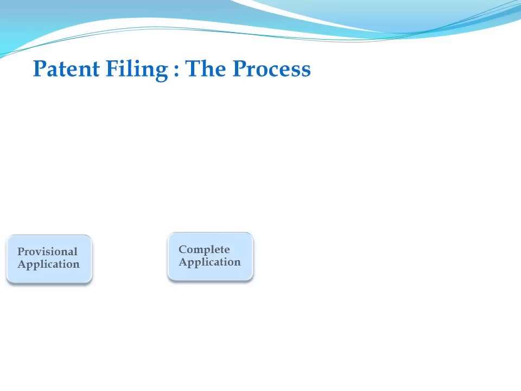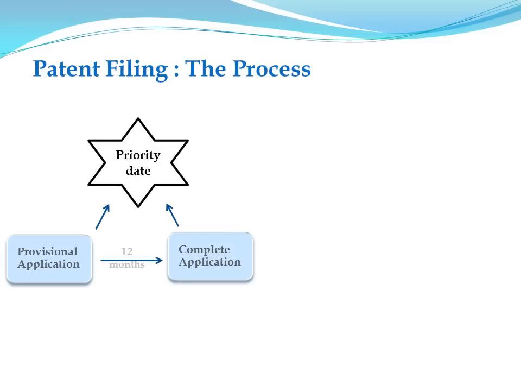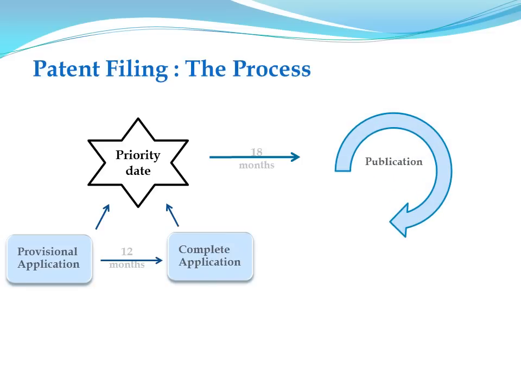In case of a provisional application, the complete specification has to be filed within 12 months from the date of filing the provisional application. The date on which the patent applications, provisional or complete, are filed at the patent office is the priority date for that invention. 18 months from the date of filing an application or the priority date, the application is published on the official website of the patent office.